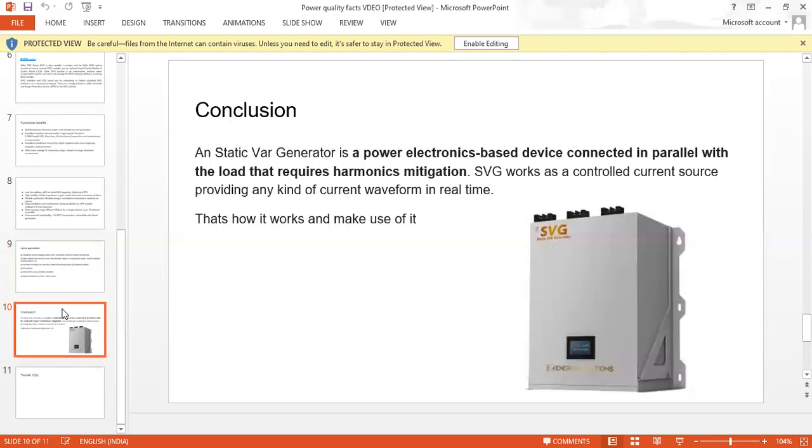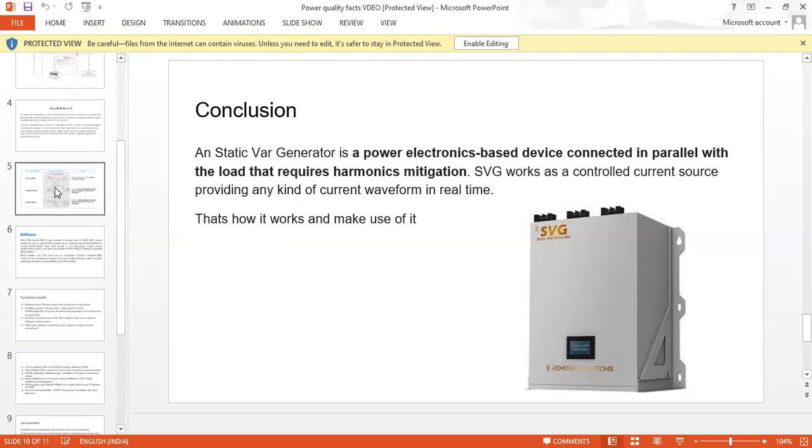And lastly, the conclusion is stated as follows. A static var generator is a power electronics based device which is connected in parallel with the load which requires harmonic mitigation, where this switch works as a controlled current source providing any kind of current waveform in real time. That's how it works and how it is used in the SVG system.